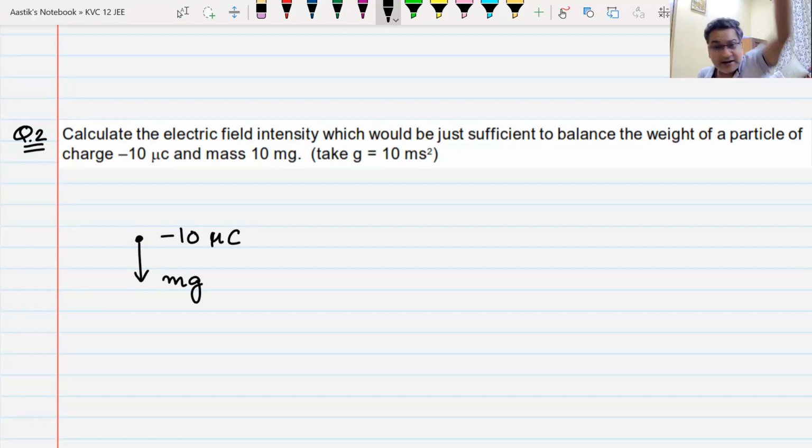Everyone understand it, and that is why we have done it twice, and that is the need that we have to do it a third time. Because negative charge experiences force in the opposite direction. So you cannot apply electric field upwards. You have to apply electric field downwards. So you understand why we are doing it for the third time?